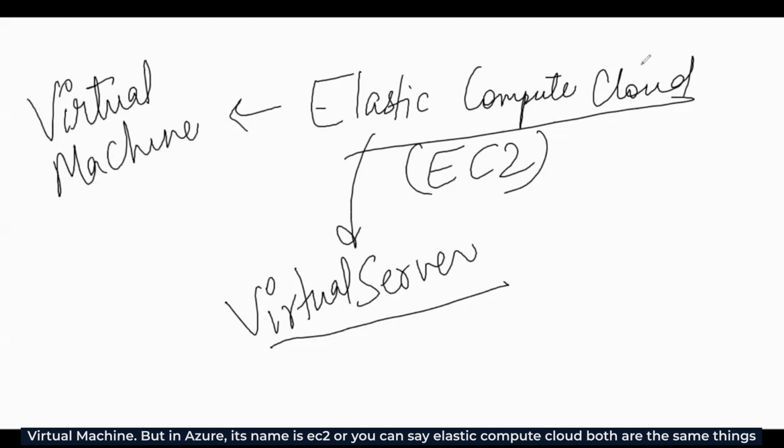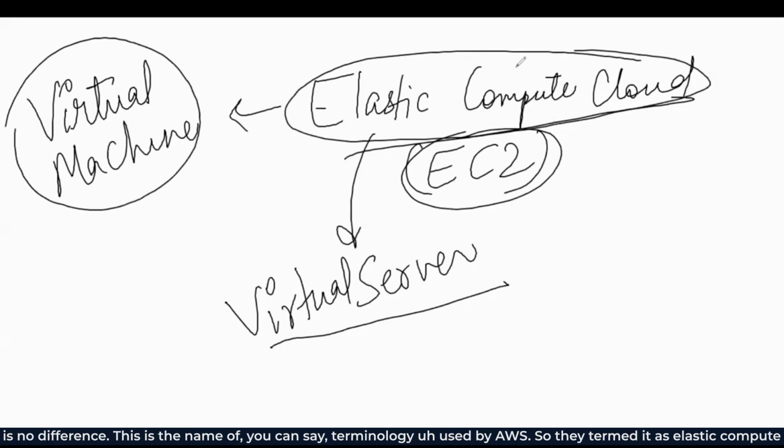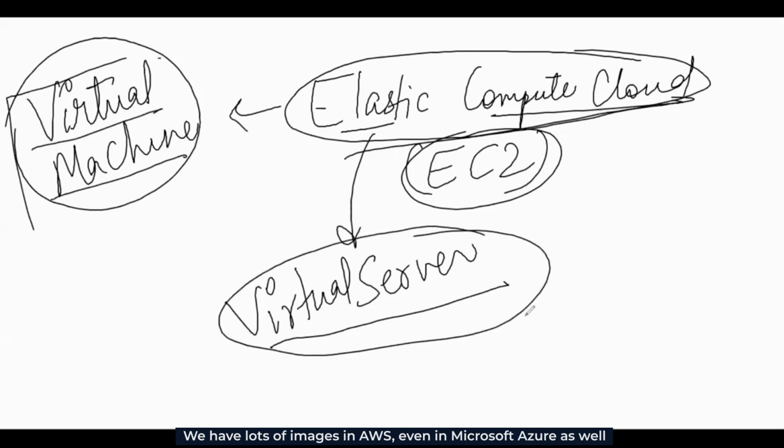But in AWS, its name is EC2, or you can say Elastic Compute Cloud. Both are the same things. Whether you say virtual machine or you say Elastic Compute Cloud, both are the same things, right? There is no difference. This is the terminology used by AWS. So they termed it as Elastic Compute Cloud, and in Azure, we named it as virtual machine. So this is nothing but your server, your virtual servers. We have lots of images in AWS, even in Microsoft Azure as well.